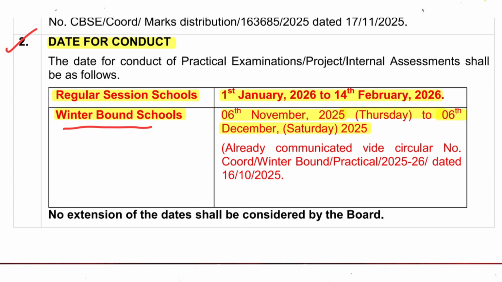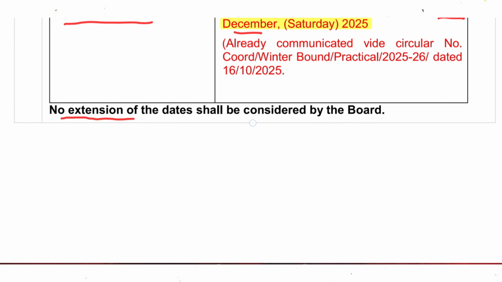Second thing, the date of practical exam. For winter bound schools, it has already started on 6th November and it will end on 6th December, and they have already been communicated. Second, for regular schools, meaning those in summer bound schools, their practical exam will start on 1st January and end on 14th February. Remember, CBSE will not allow any extension of date. So all schools need to conduct all their practicals within 1 January to 14 February only.